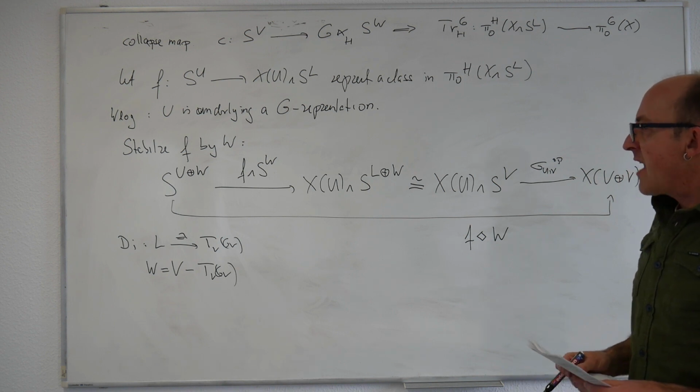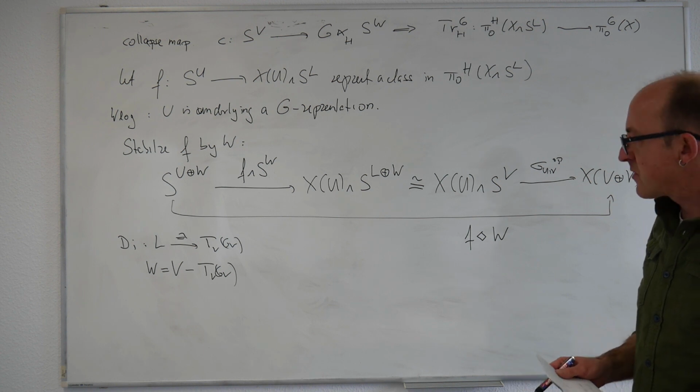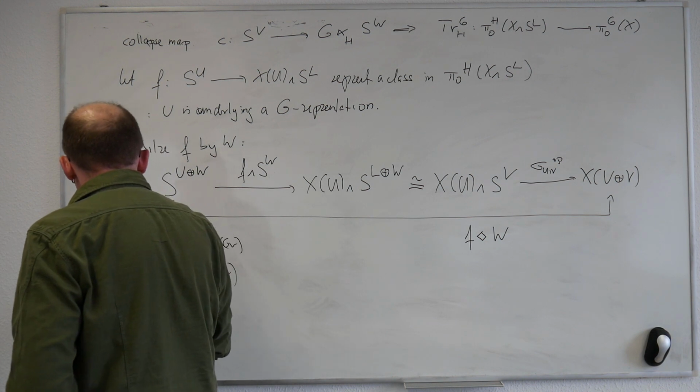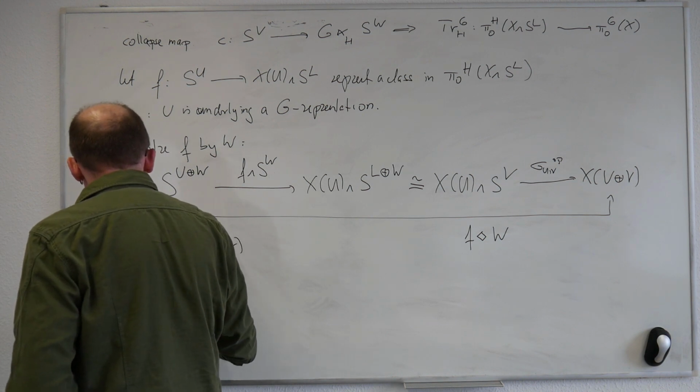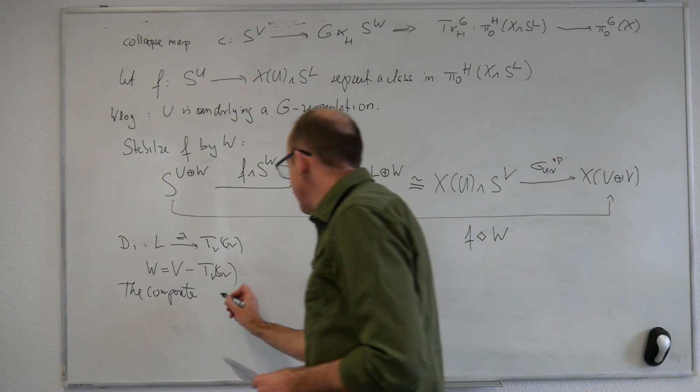So this is still an H equivariant map, and now we can use this to define a representative for the transfer. So now we can do the following, the composite. So this map up there is H equivariant, but now we'll have a composite of G equivariant maps.